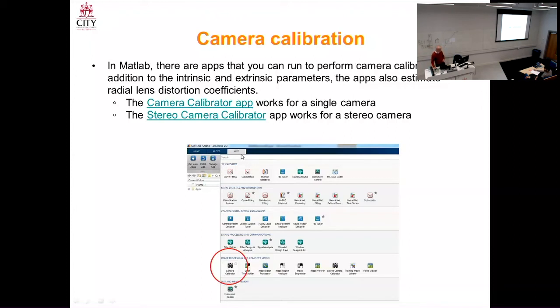So if you go to MATLAB, there's this apps button. I'm sure you've seen it. If you go down, there's this camera calibrator app. So this thing's really handy.